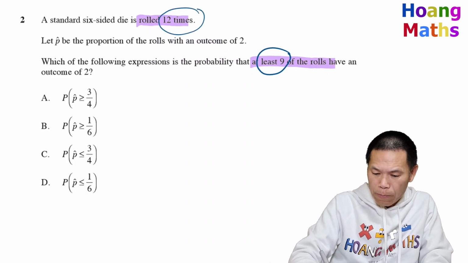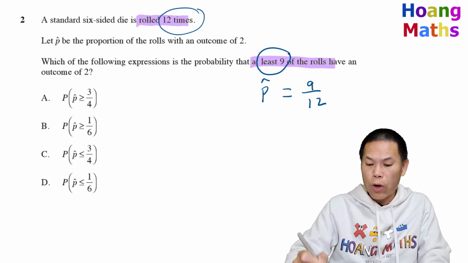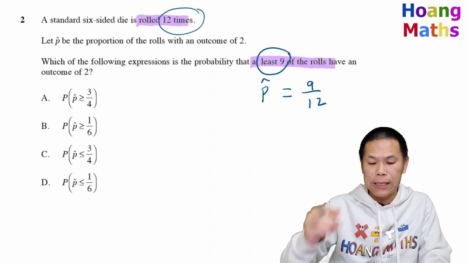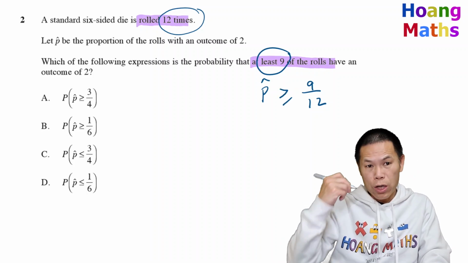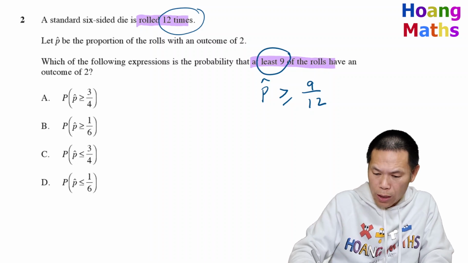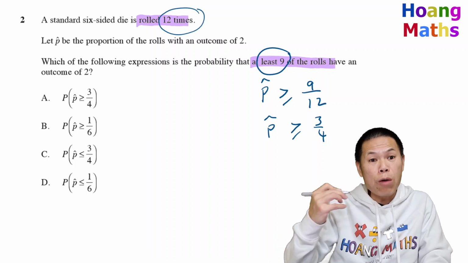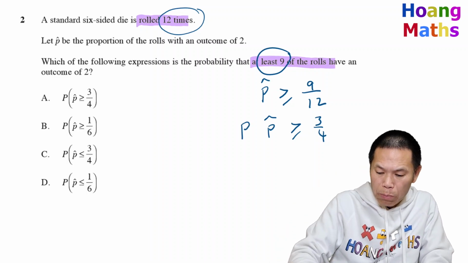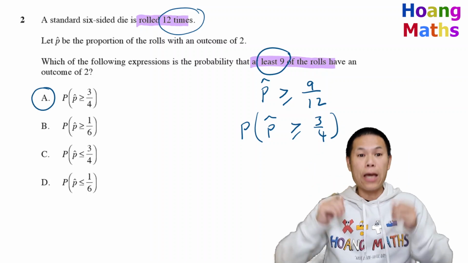So that is P hat, the proportion, is 9 out of 12. And we need to have at least. That means the proportion must be greater than or equal to 9 out of 12. And we know that 9 out of 12 is 3 over 4. But then we need to work out the probability of that. So that means P of this. So that is A. There you go.